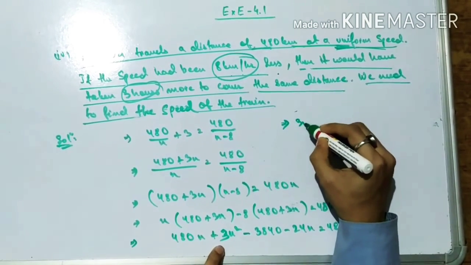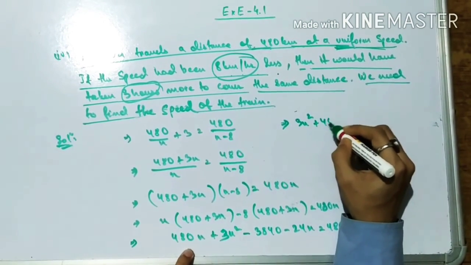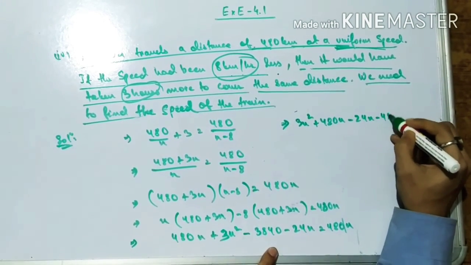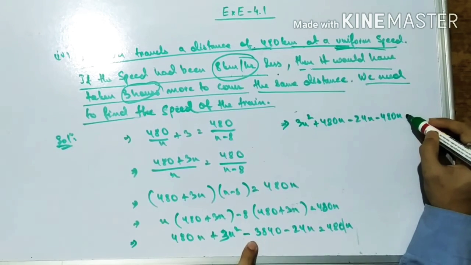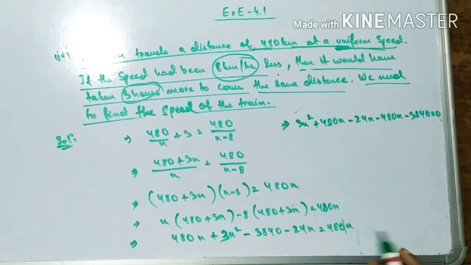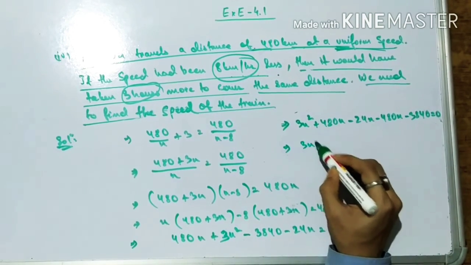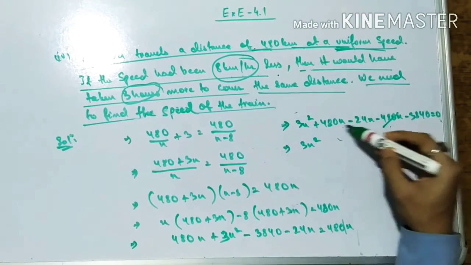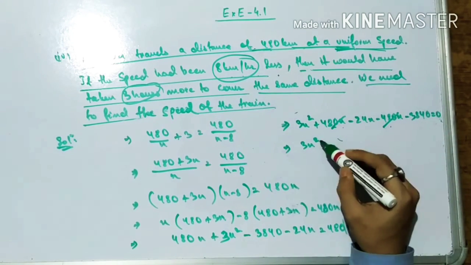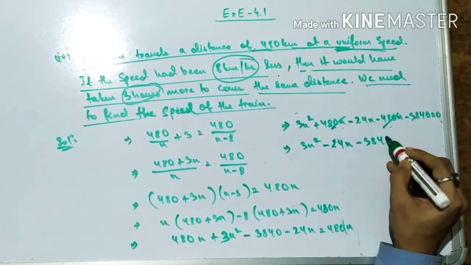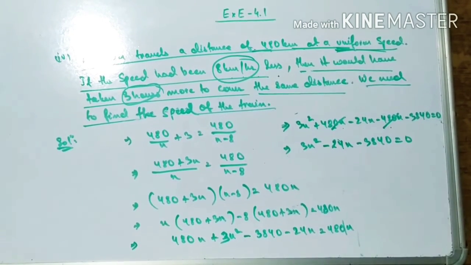So I am getting 3x square plus 480x minus 24x minus 480x, minus 3840 is equal to 0. Yes, this one I got. So this is 3x square, and plus 480 minus 480 will cancel out ultimately. So 3x square minus 24x minus 3840 is equal to 0, I got.